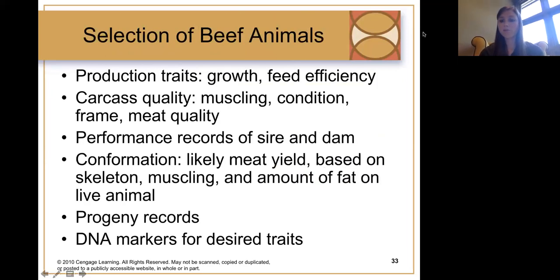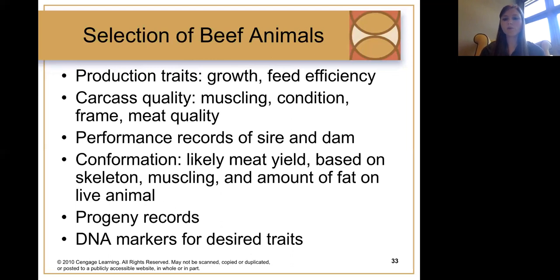So we talked about purebred breeders and how they want to improve their genetics. So how do you select the animals that you're actually going to breed? Selection of beef animals involves things like production traits. You want to look at growth and feed efficiency. How well do those animals grow? How efficient are they on the type of feed that I'm going to be using?